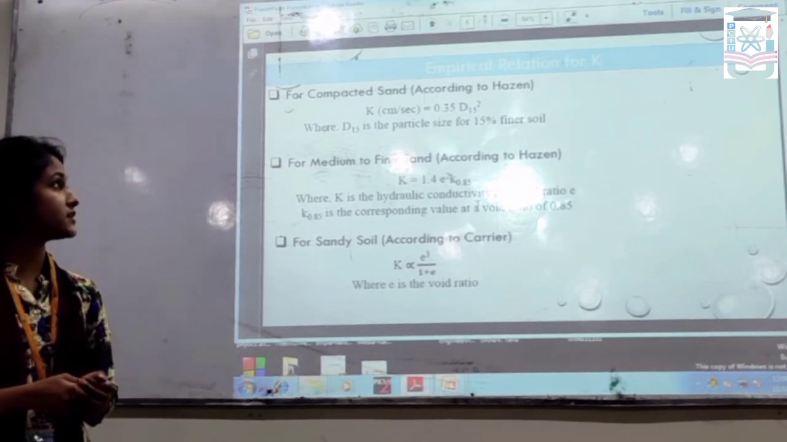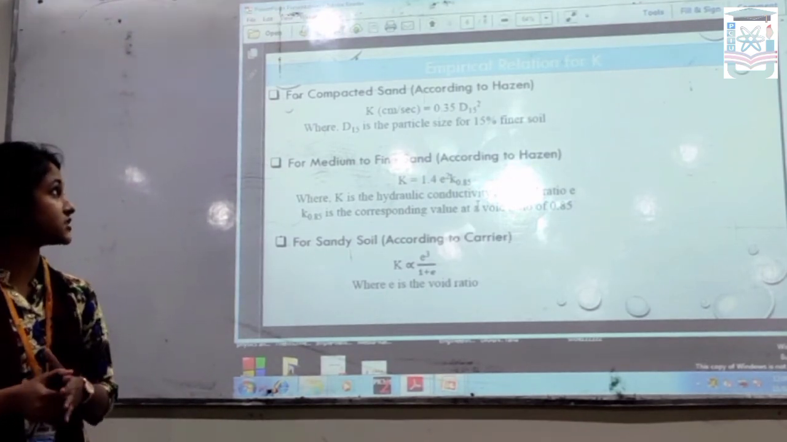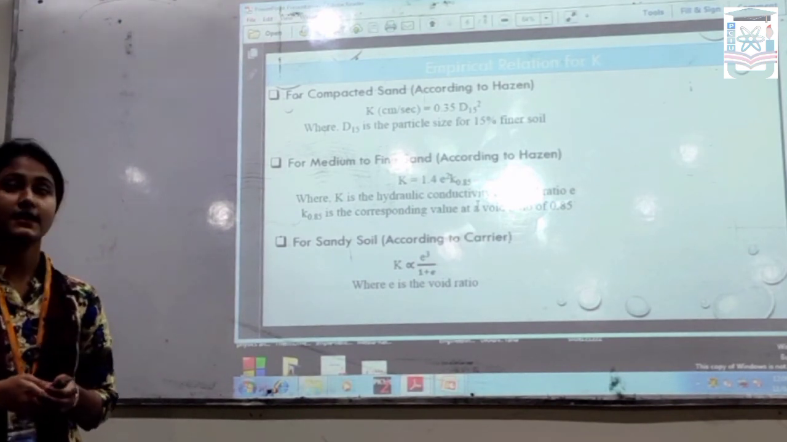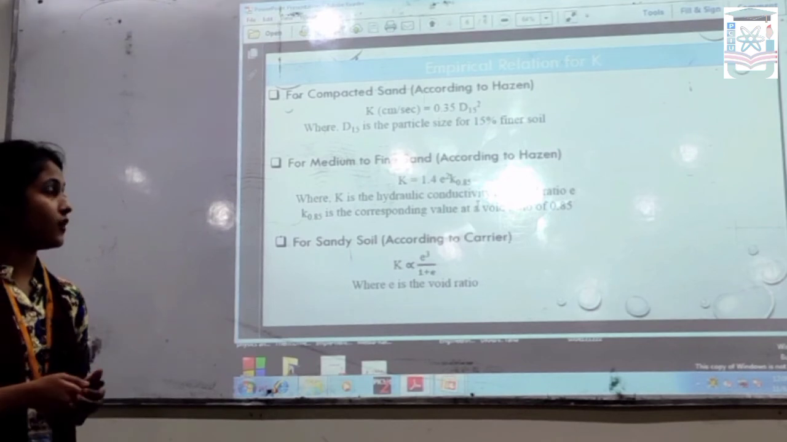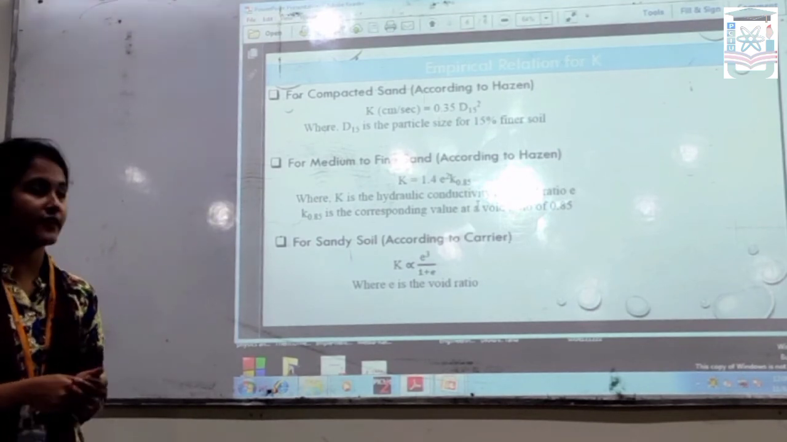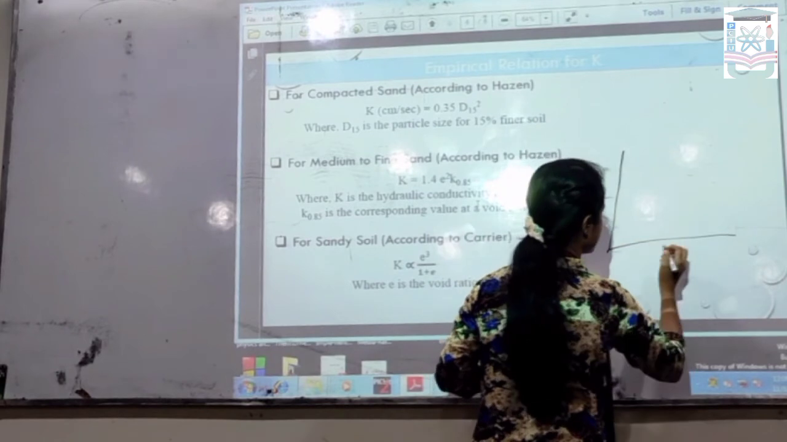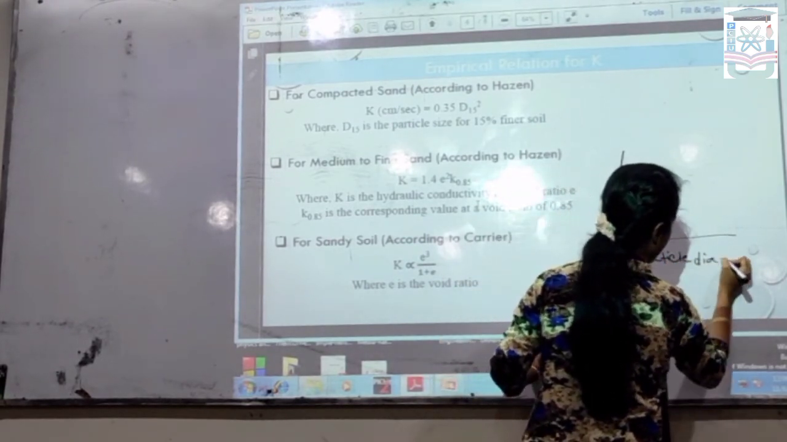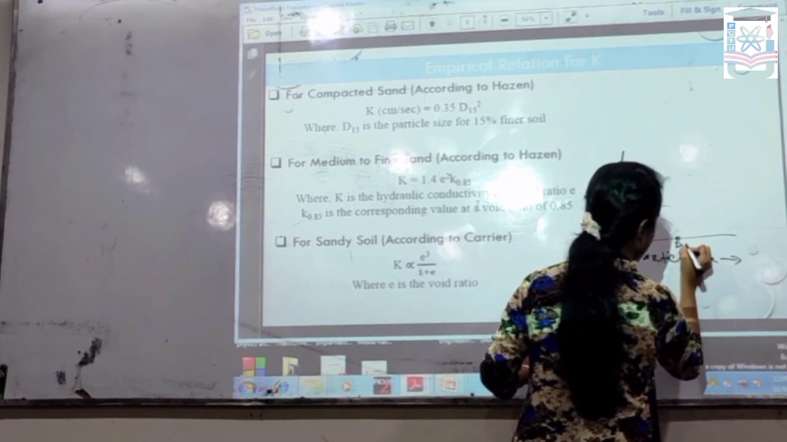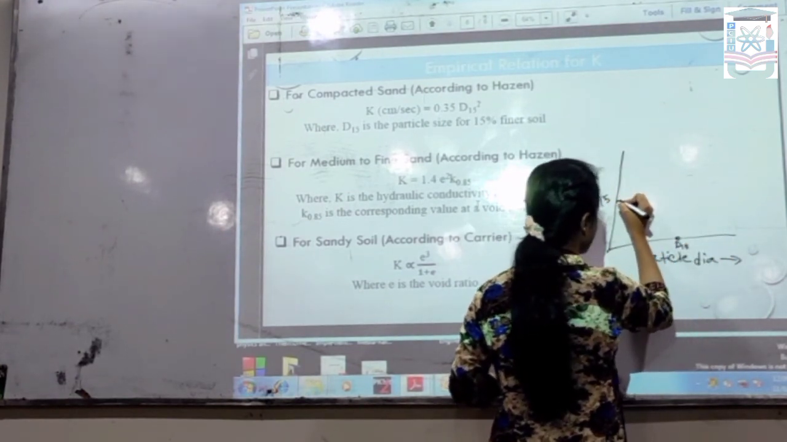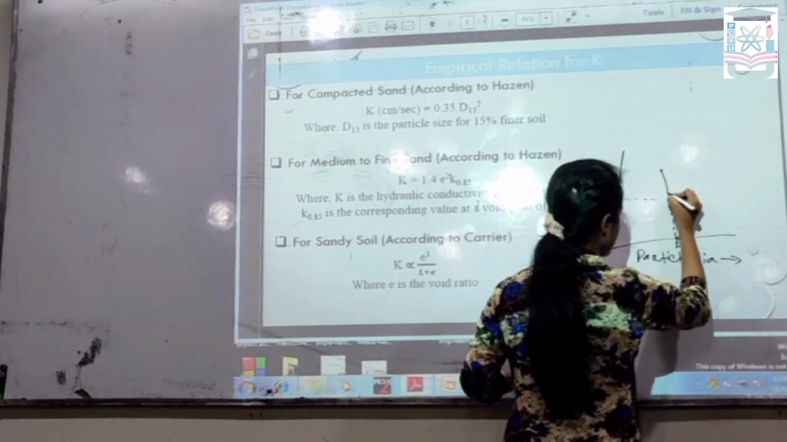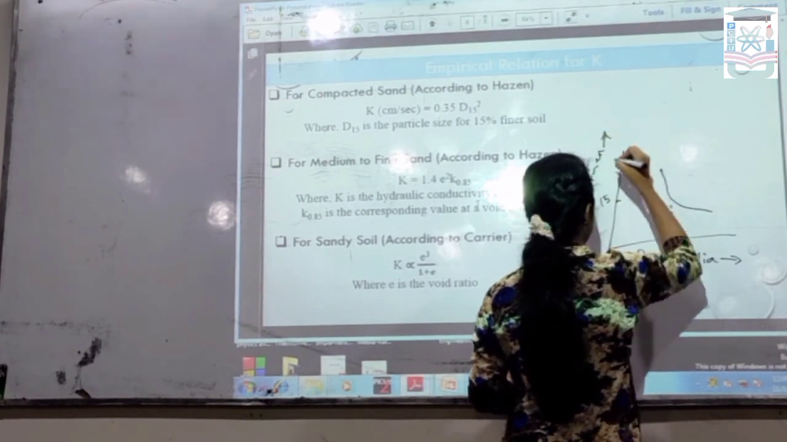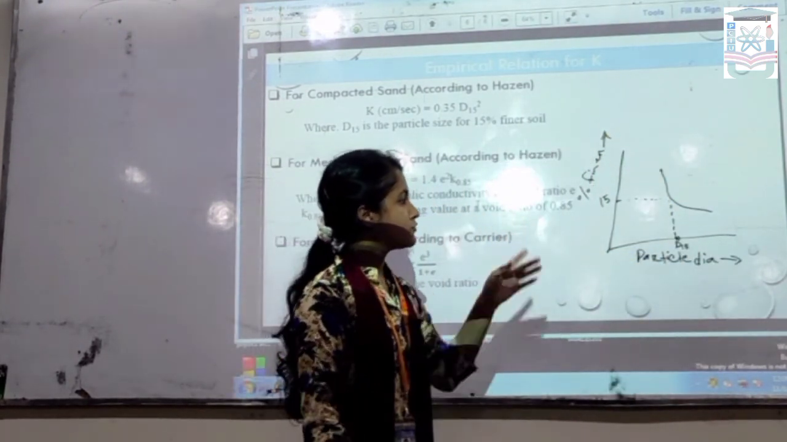Now I am talking about empirical relations for K. We already know about the empirical relation for uniform sand according to Hazen. Now I am talking about compacted sand according to Hazen. K is equal to 0.35 D15 squared, where D15 is the particle size for 15% finer soil. From this graph we will know about D15.